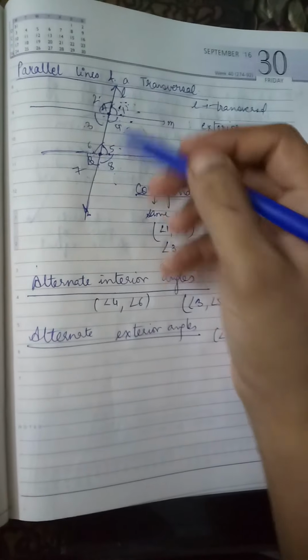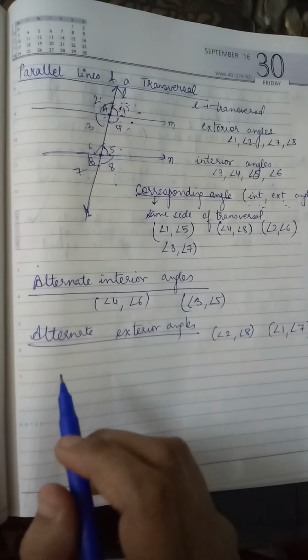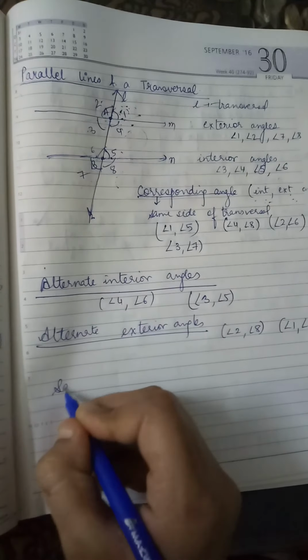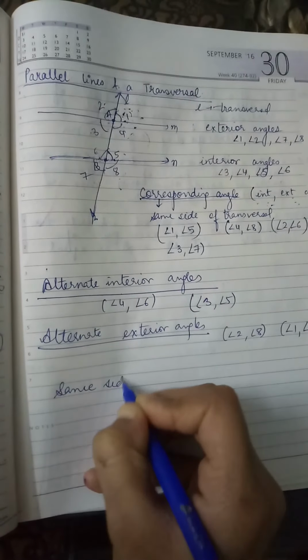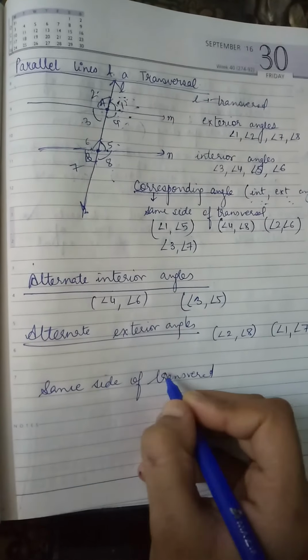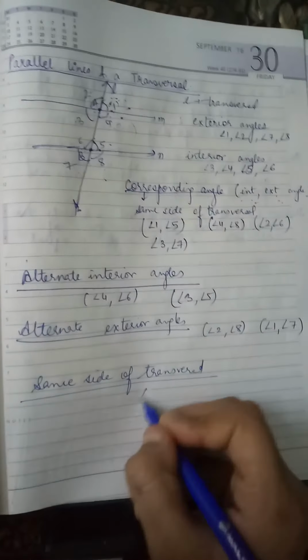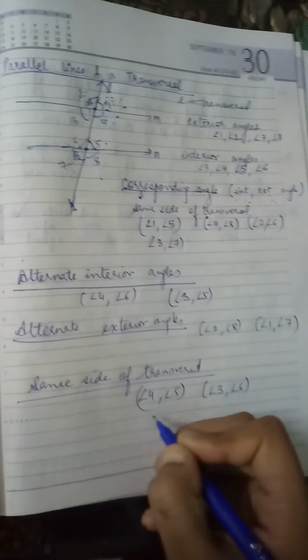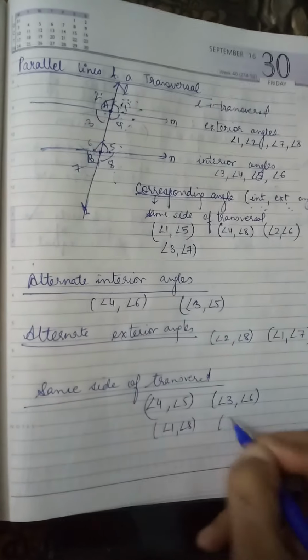So 2 and 8 and 1 and 7. These are alternate exterior angles. And the pairs of angles on the same side of the transversal are 4 and 5, 3 and 6, 1 and 8, and 2 and 7.